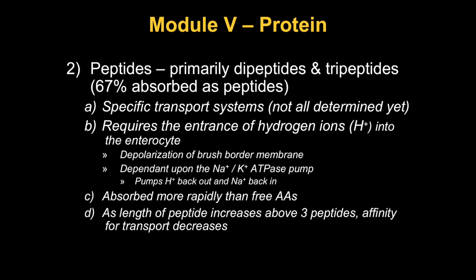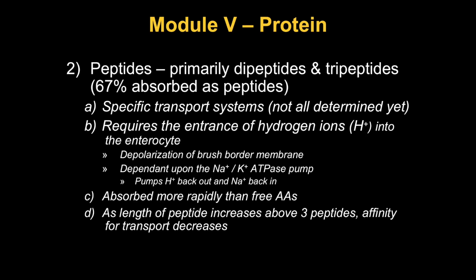And it's also dependent upon the sodium-potassium ATPase pump, so it requires ATP so that you can pump these hydrogen ions back out and get sodium back in. These peptides, interestingly, are absorbed more rapidly than just free amino acids, and as the length of the peptide increases above 3 peptides, the affinity for transport decreases. So it seems like the dipeptides and the tripeptides, as well as the free amino acids, are how we are internalizing protein.